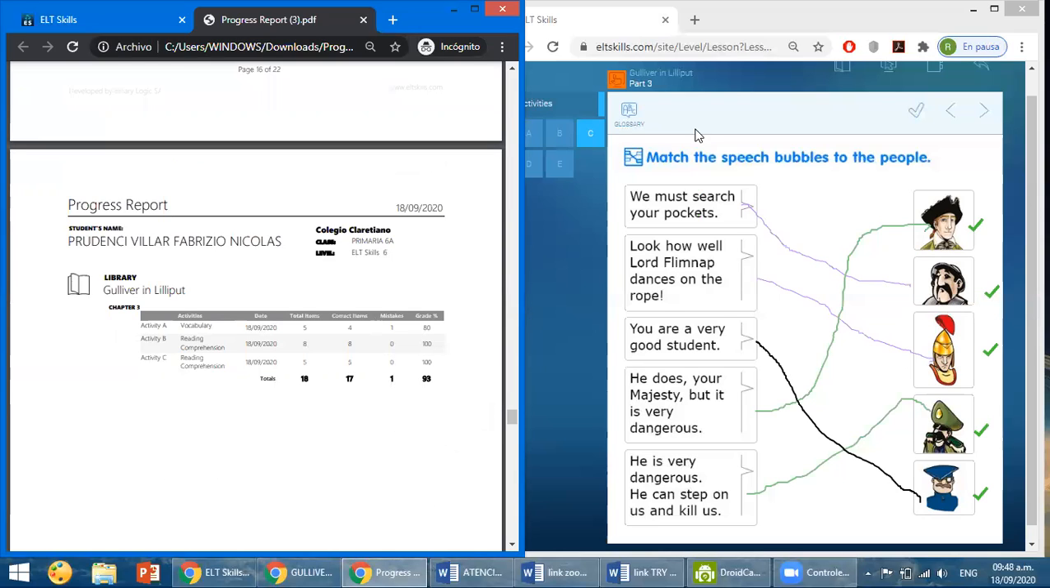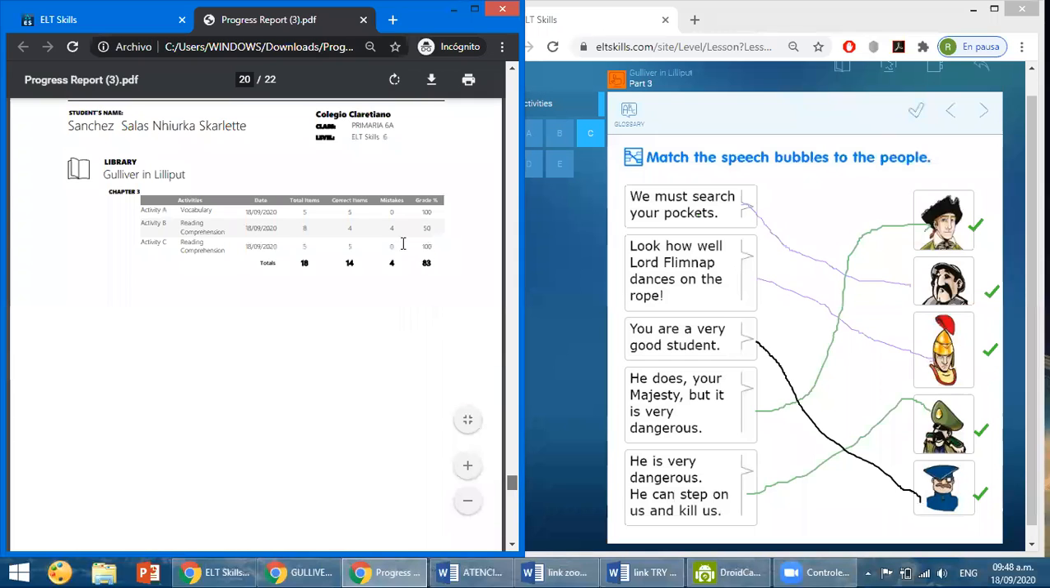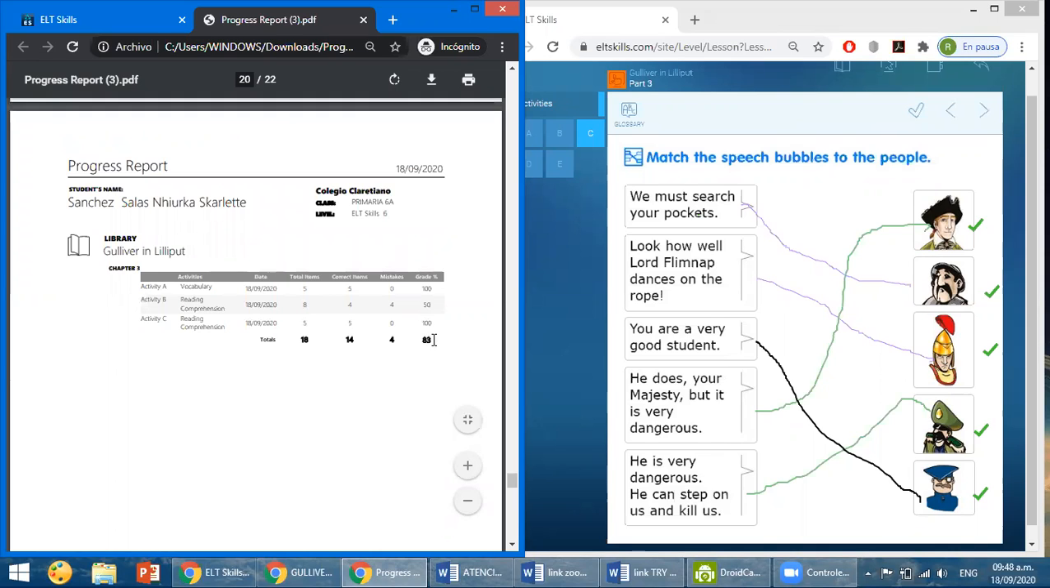Can you repeat, please? Teacher, I wanted to know how much I have. Nurka Sanchez. Yeah, Nurka, you finished it. A, B, and C. 83%. You have an A. Be careful in activity two. You made 4 mistakes in activity two.